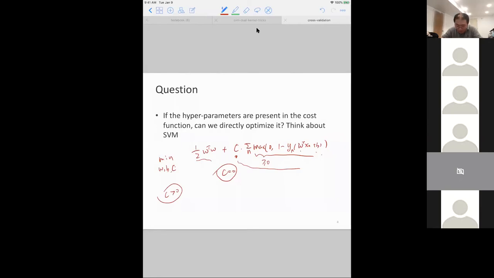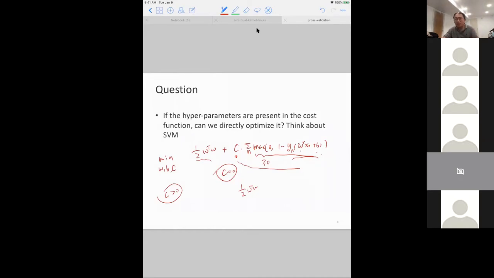But if we set C to be 0, your objective is simply half W transpose W. It doesn't make any sense. It just has a regularizer. But our objective must account for the data fit. The hinge loss represents data fit. You need to fit data, otherwise it's not training. It's not called a training procedure. So that's a problem.